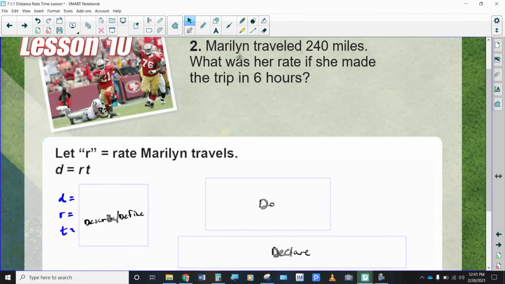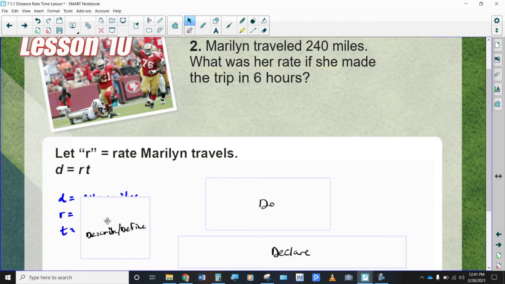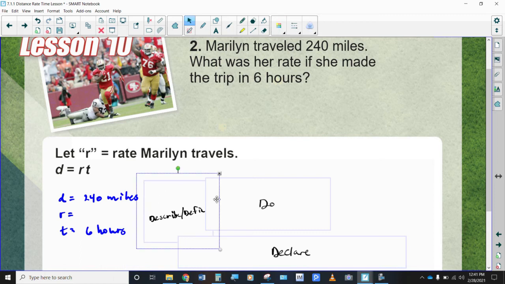All right, let's see how you did. Marilyn traveled 240 miles. What was her rate of speed if she made the trip in 6 hours? All right, so we've got our distance and we've got our time. It's the rate of speed that we don't have.